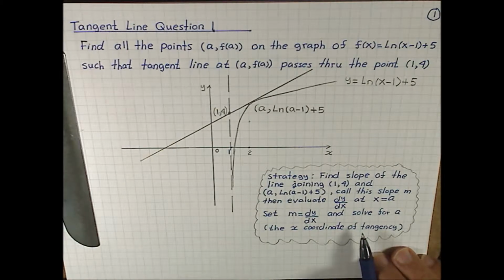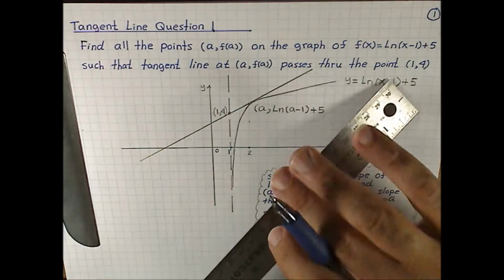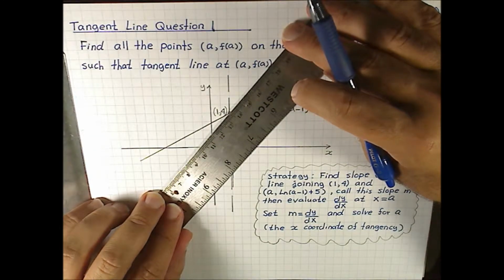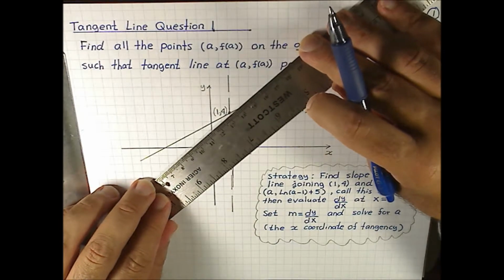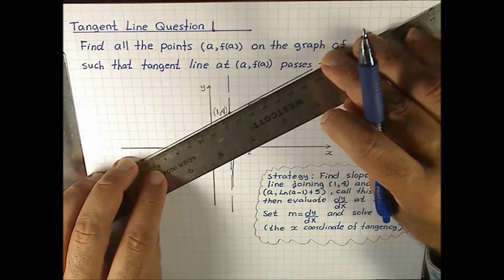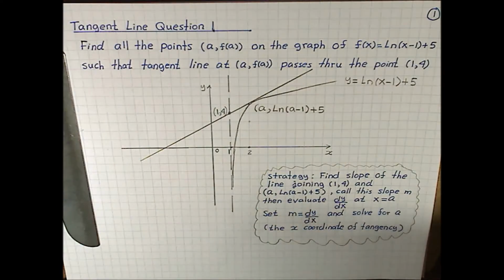We can think of this question geometrically. If you take a ruler and rotate it in such a way that it goes through 1, 4 and it just touches the curve, we'll see that we get this point right here. But we're going to use calculus to solve this question. Okay, let's start.